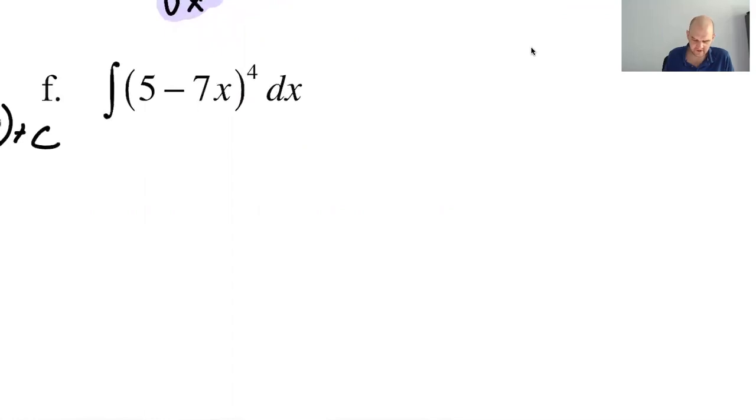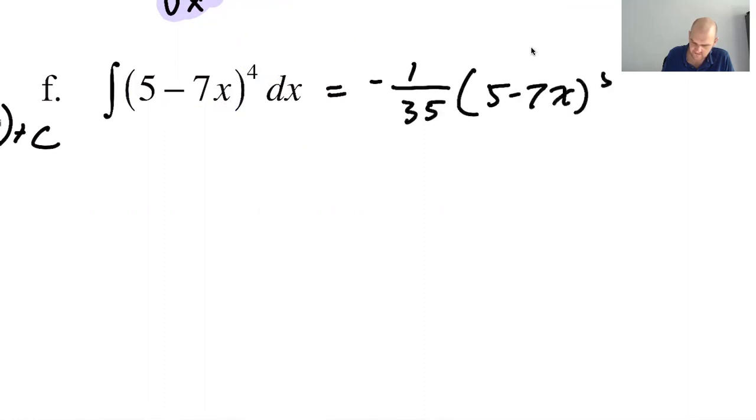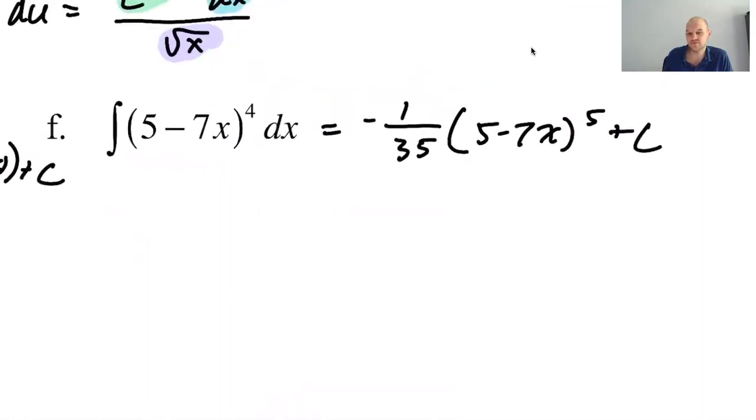All right, this one though, I think we can do, right? So there should, by the chain rule, be a -7. So I need a -1/7, then a 1/5. So -1/35, and then (5 minus 7x) to the 5th plus c. That's the answer that we're going to get.